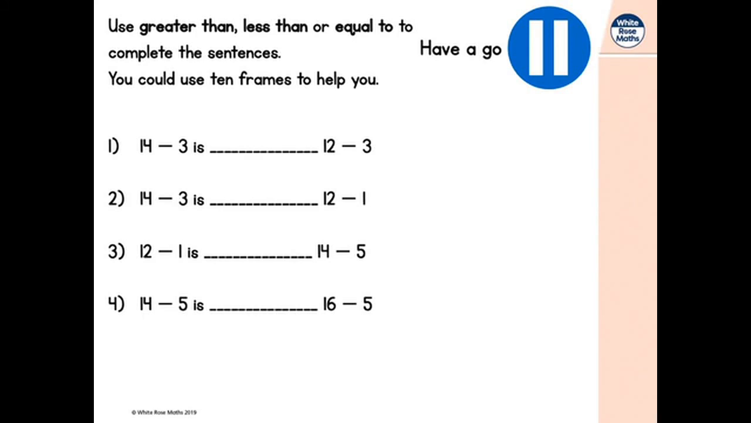Are you ready? Number 1. 14 subtract 3 is greater than 12 subtract 3. Question 2. 14 subtract 3 is equal to 12 subtract 1. Question 3. 12 subtract 1 is greater than 14 subtract 5. And finally, number 4, 14 subtract 5 is less than 16 subtract 5. Well done.